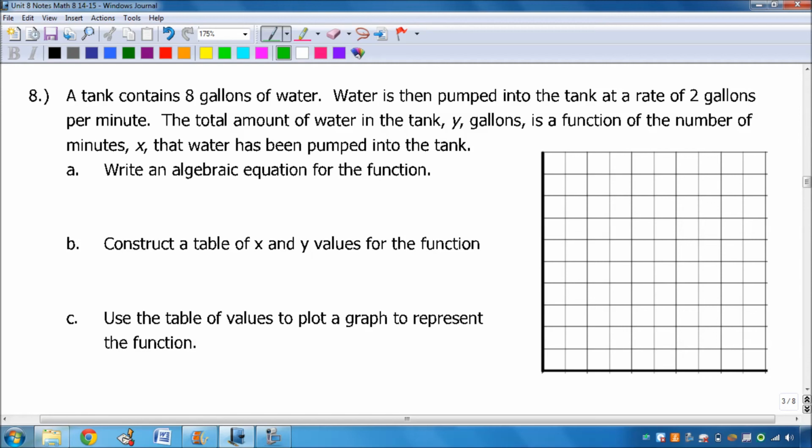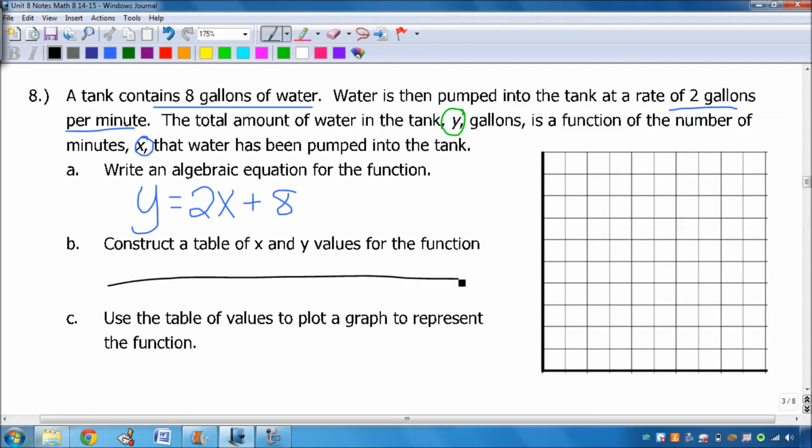So the number of gallons, which is y, okay? So we're going to say the number of gallons, y, is equal to 2 gallons per minute, x. So we'll say 2x, plus an initial 8 gallons of water to begin with. All right, and then part B says construct a table of x and y values for the function.